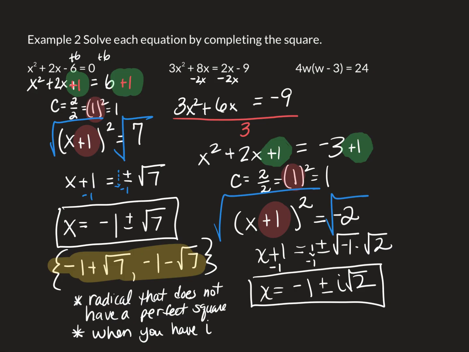Moving on to the next one, I'm going to distribute first. So I will have 4w squared minus 12w equals 24.